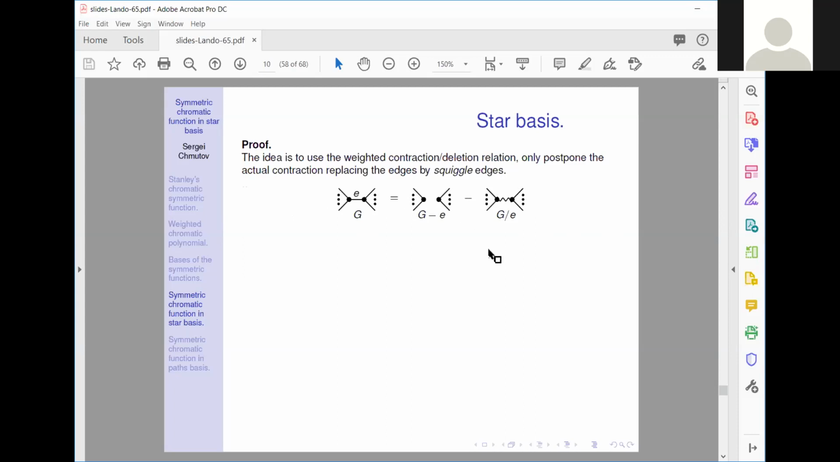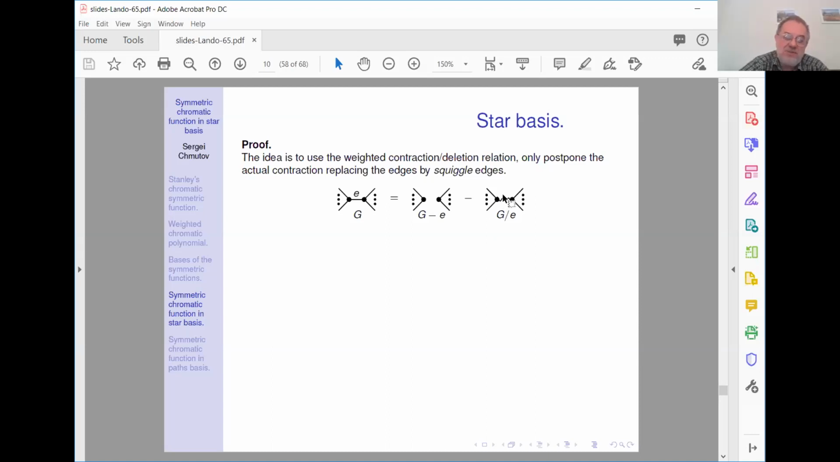Yes. Sergei, what is the Russian translation for the word squiggle? Good question. I don't know. Волна. Волнистое ребро. Okay. Is it okay? All right.